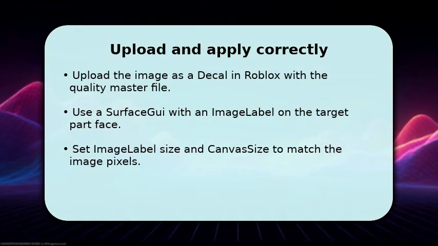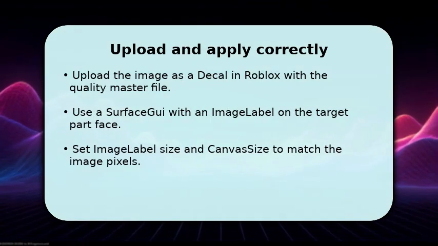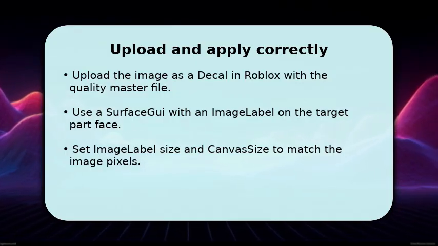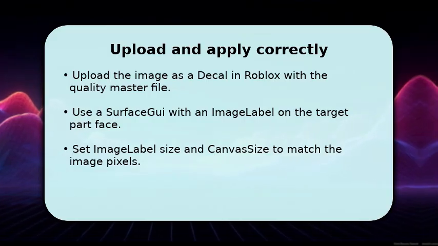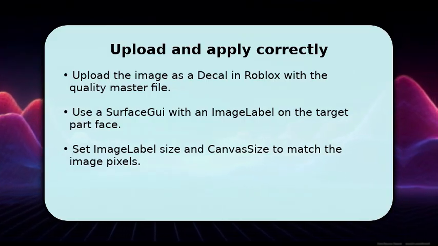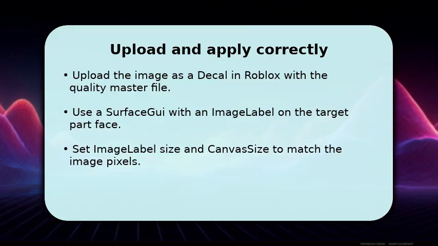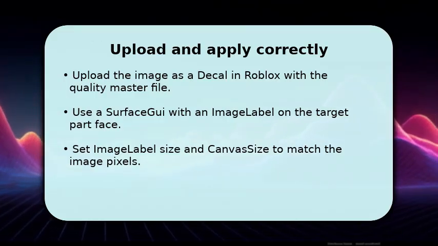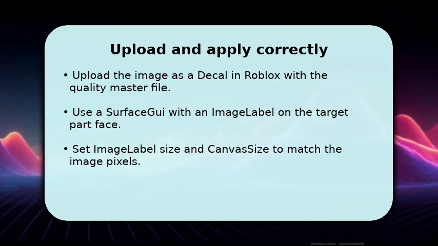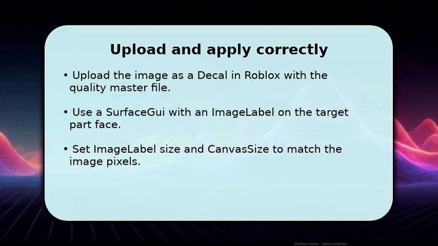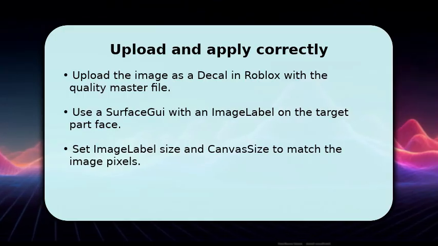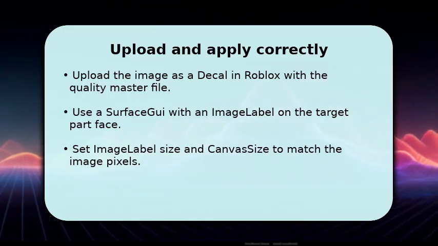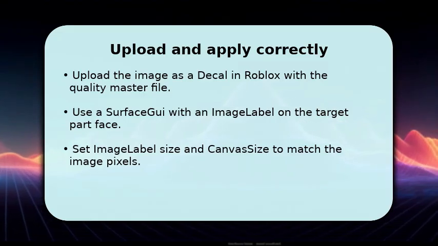You now upload that master image to Roblox as a decal and copy its asset ID. Instead of using a plain decal object, place a surface GUI on the part face and add an image label. Paste the image asset ID into the image property. Then set the image label's size to fill the surface GUI and set canvas size to the image pixel dimensions so the engine maps one image pixel per UI pixel. This preserves sharpness compared with automatic decal scaling.